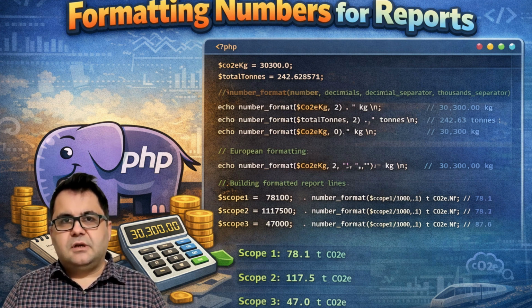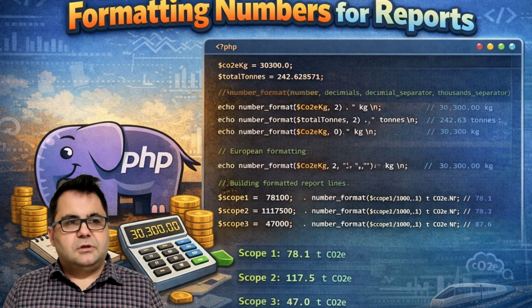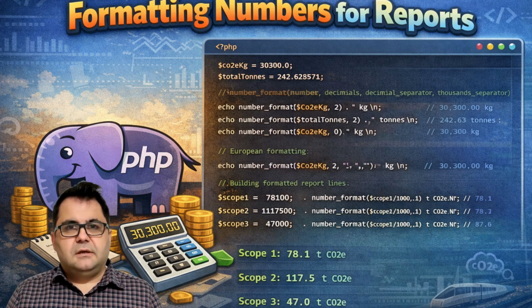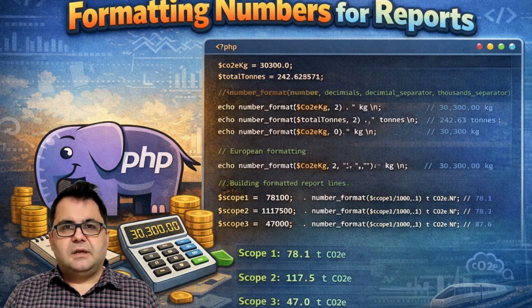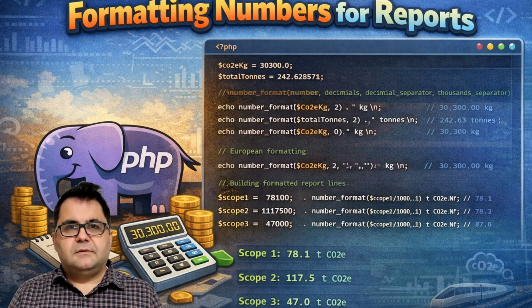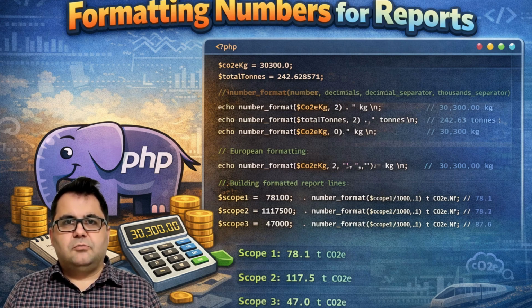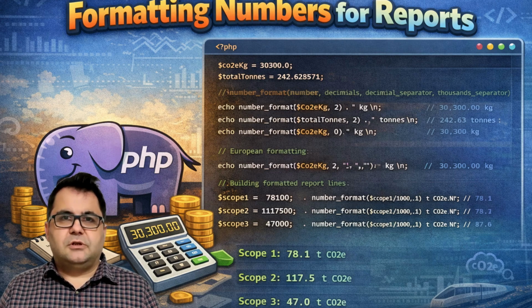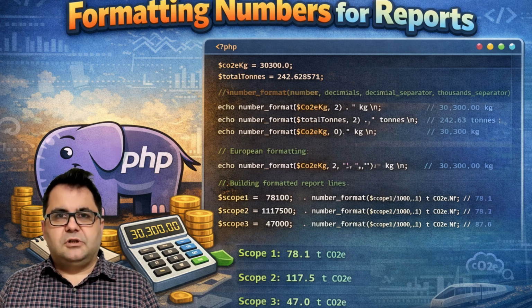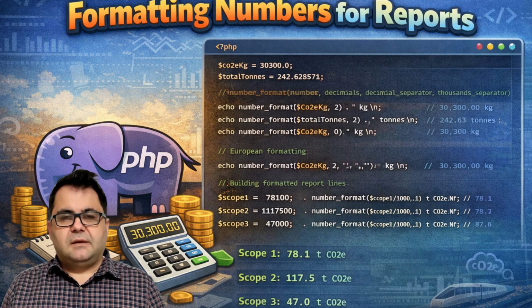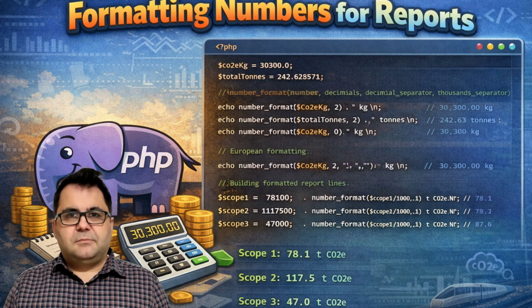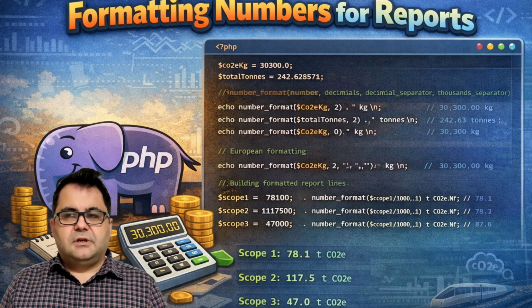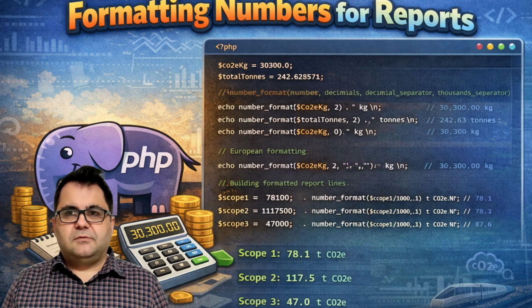Optional third and fourth arguments let you change the decimal separator and thousand separator, useful for European formatting where a comma is the decimal separator. For our GHG reports, we'll typically use 2 decimal places for kilogram values and 1 for tons. Notice how we divide by 1,000 and format in the same expression. Clean, professional output is part of what makes our platform useful.